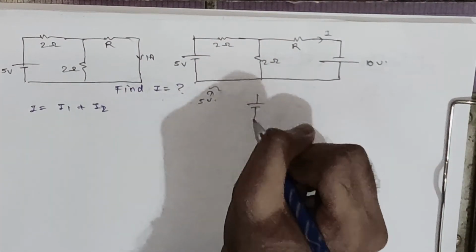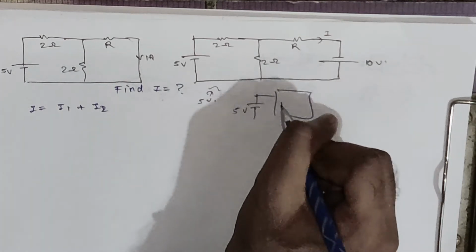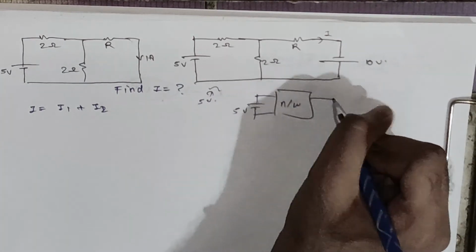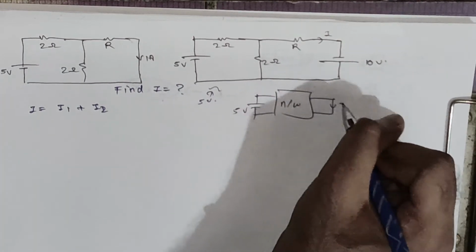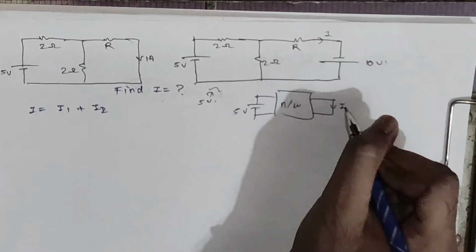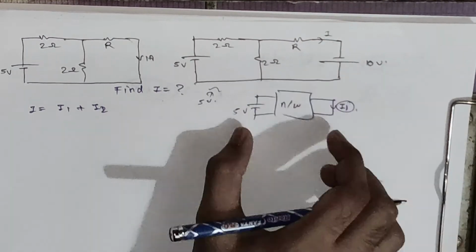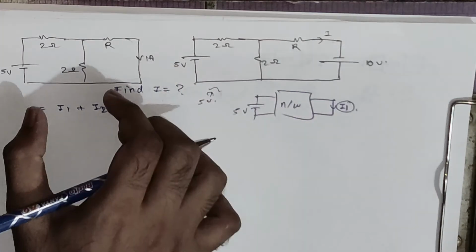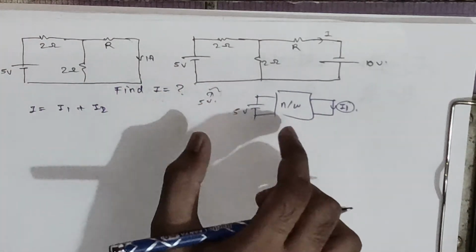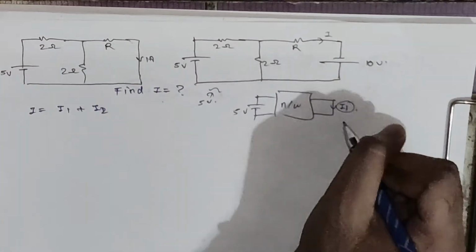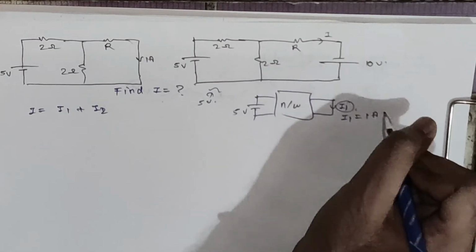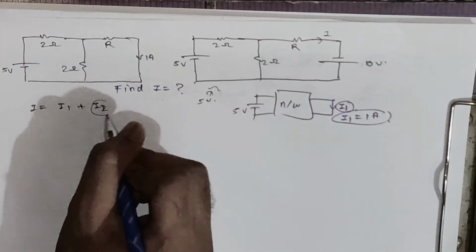This is your 5 volt, this is your network, and here it will be short circuit. And here this is your I current. So we have to find out this I1. You can see to achieve this circuit we don't need to change anything. This is similar to this circuit only. So we will say that I1 will be directly 1 ampere. Now we get the value of I1, we have to find out the value of I2.